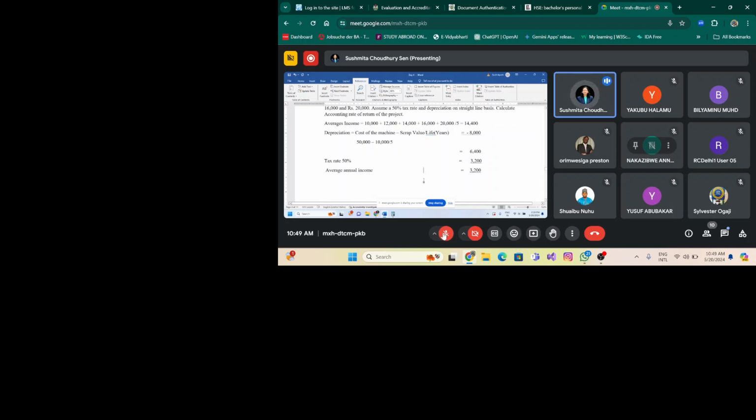That is the accounting rate of return, which says you must subtract all the aspects, then only you will get the actual income. You need to consider your depreciation, you need to consider the life of the product, and then only you can calculate.